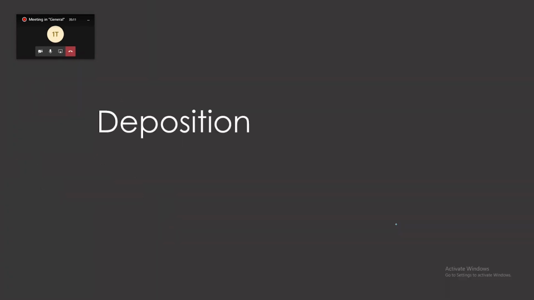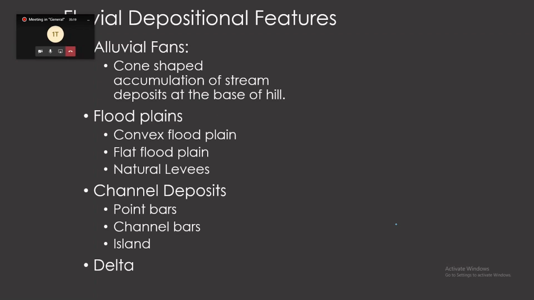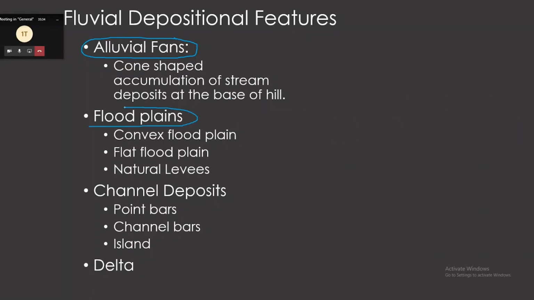Now, deposition of a river, which starts from the headland region to the midland region to the mouth region. So this deposition will be happening in different regions. One we call alluvial fans. Alluvial fans are cone-shaped accumulations of stream-deposited sediment at the base of the hill. And floodplains are in the middle region, where the sediments deposit on either bank of the river.